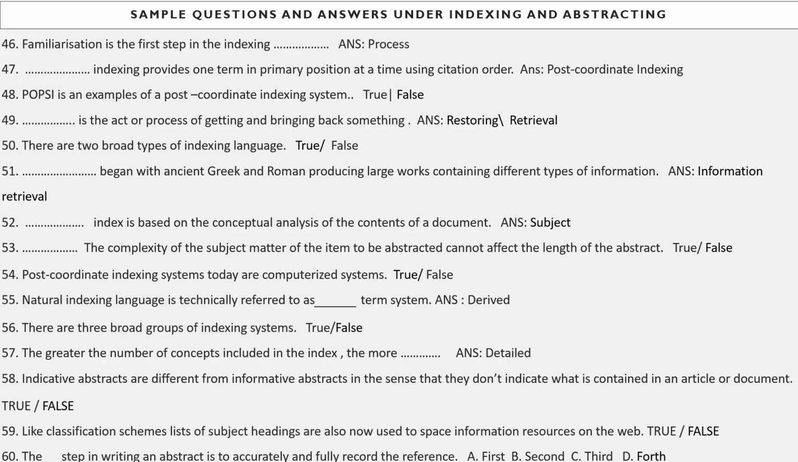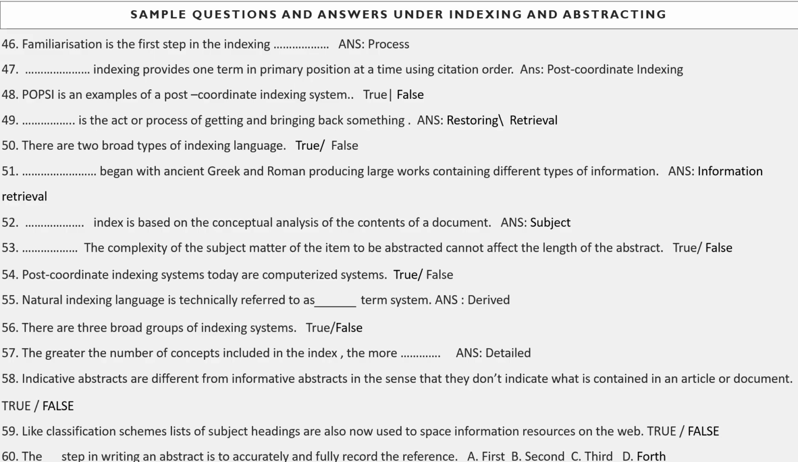49, the right answer is retrieval. It is the process of getting and bringing back something, especially information stored in a system. Question 50, the answer is true. Reason being that there are two broad types of indexing language: natural indexing language, which uses the words from the document itself, and the controlled indexing language, which uses a standardized vocabulary.